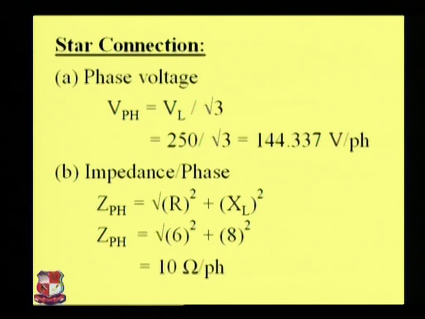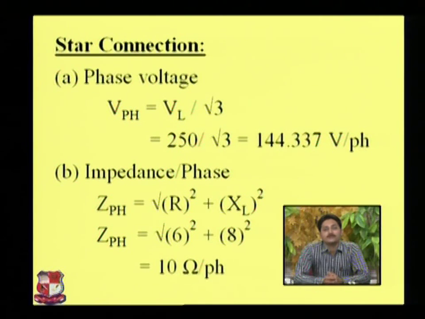Now all the same quantities can be found for the star connection. The phase voltage VPH is VL by √3 in a star connection. VL equals 250 volts divided by √3. So ultimately you get 144.337 volts per phase.